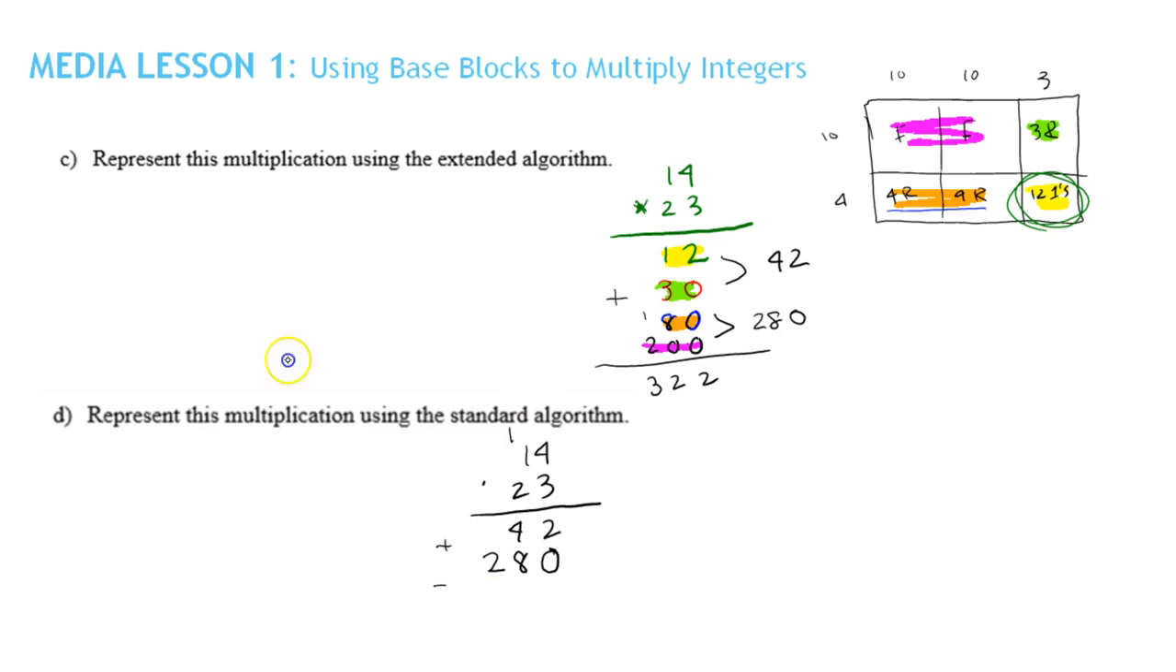Now we add them up, and we have 2, 12, carry the 1, and 322. Okay. So we developed the idea of the standard algorithm, why we do these steps the way we do, and how they relate to this original area model.